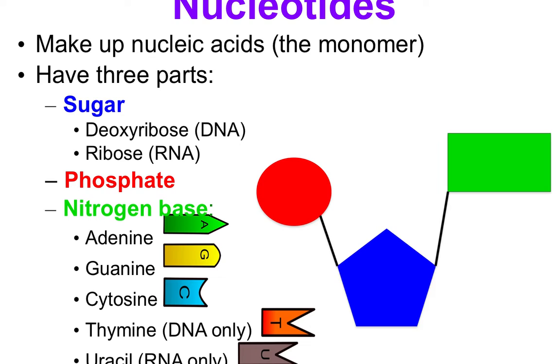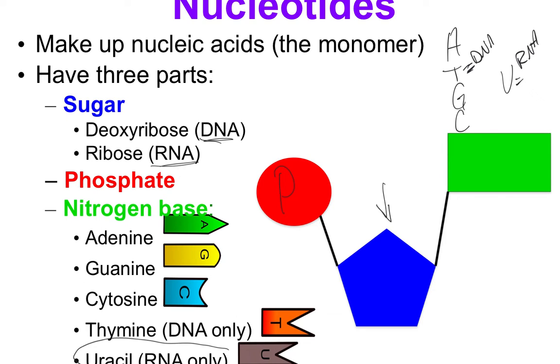The sugar, which is represented here in blue, can either be deoxyribose or ribose sugar. Depending upon what sugar it is, we're going to have RNA or DNA. The phosphate group right here is represented in red. And then these nitrogenous bases can come in five different forms: adenine, thymine, guanine, cytosine, and one that is particularly special, uracil, which is only in RNA. Thymine is the one that is unique to only DNA.